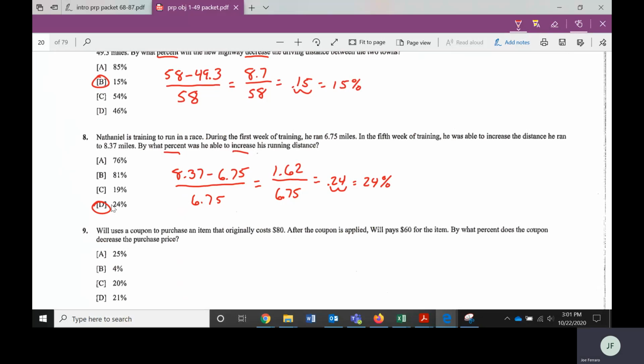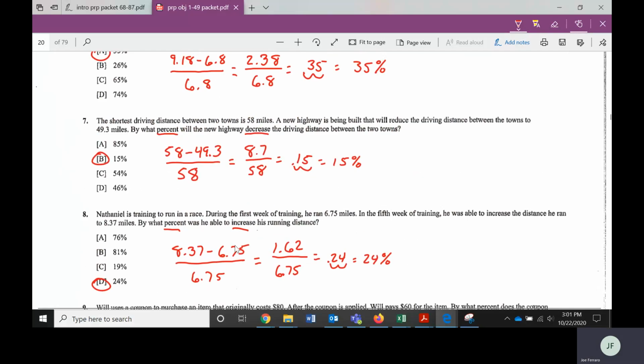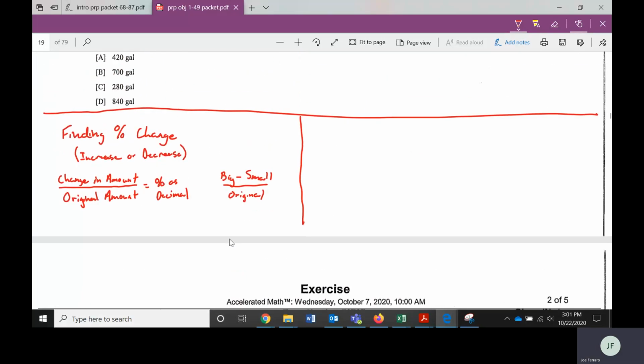Okay. So that is objectives 14 and 15. There's more problems in there that you can look at and practice that. Basically, any of the problems where the answers are percentages, that's what you're going to use this. Okay. Let's go back to the bottom of the first page to do another little example of notes.